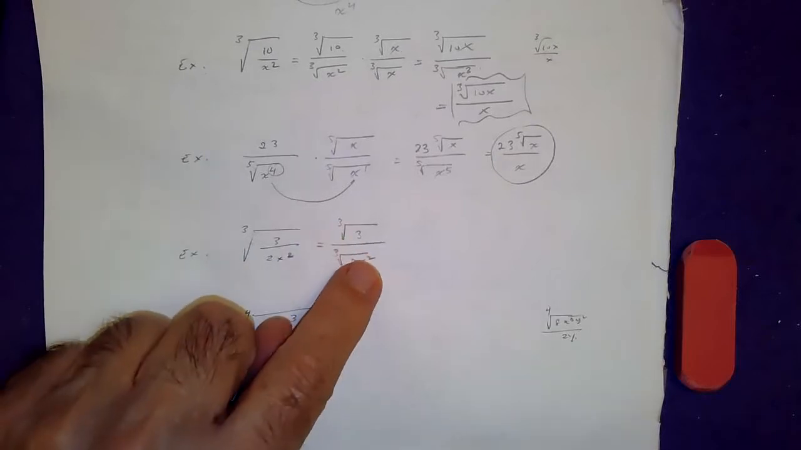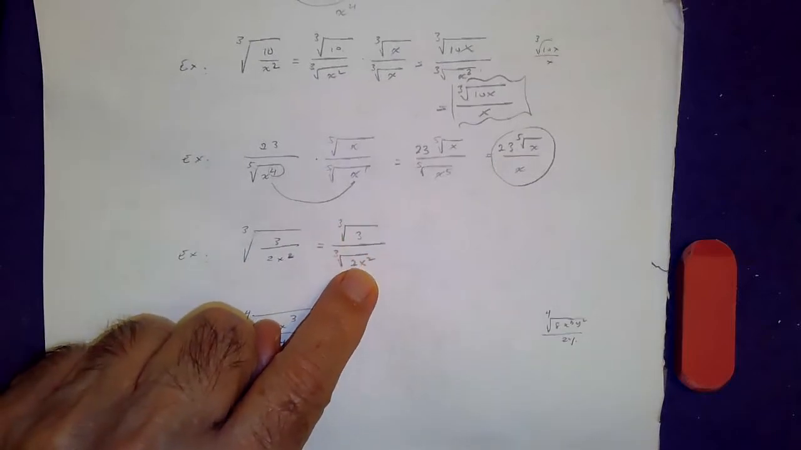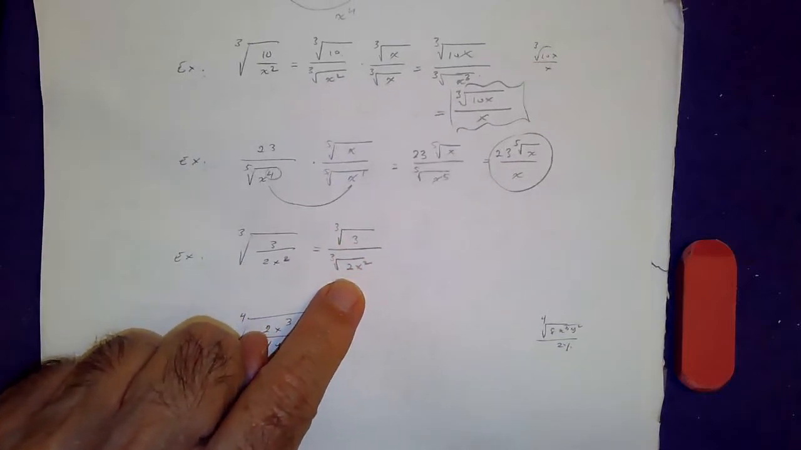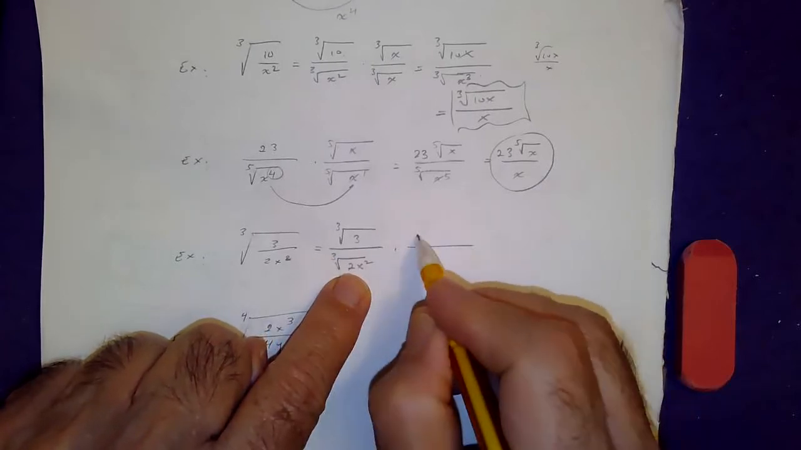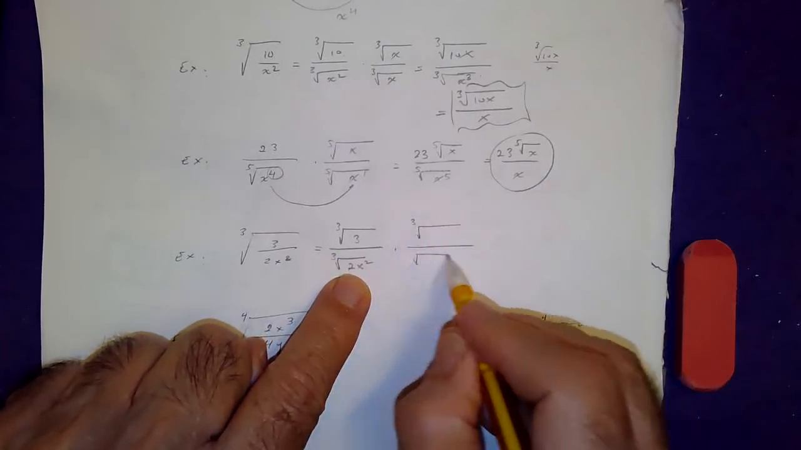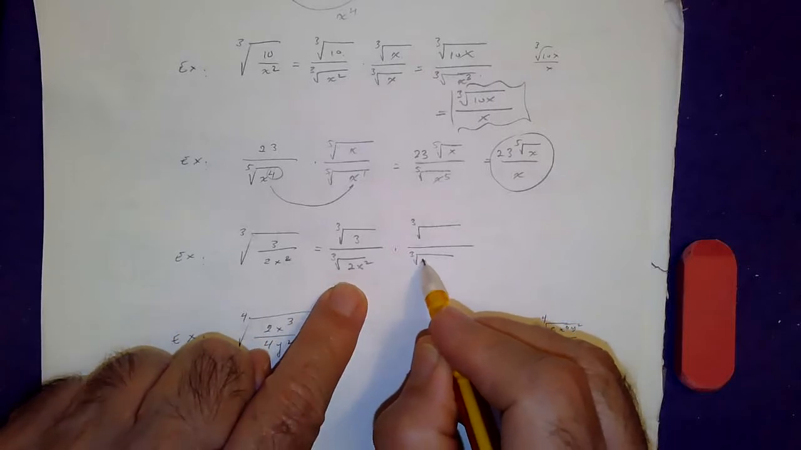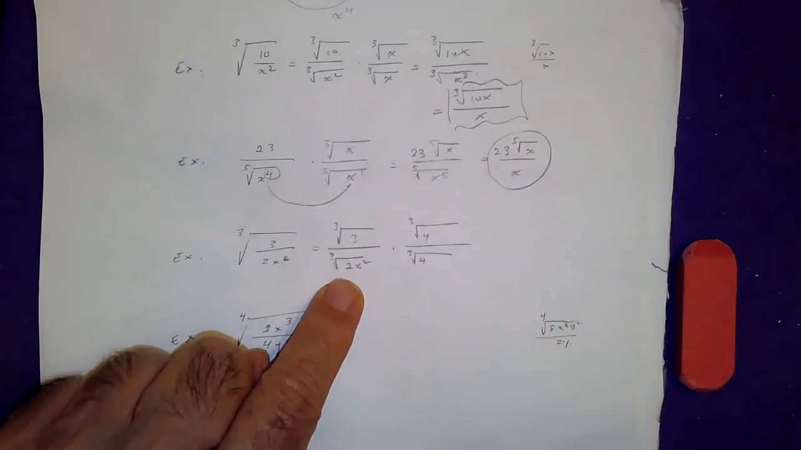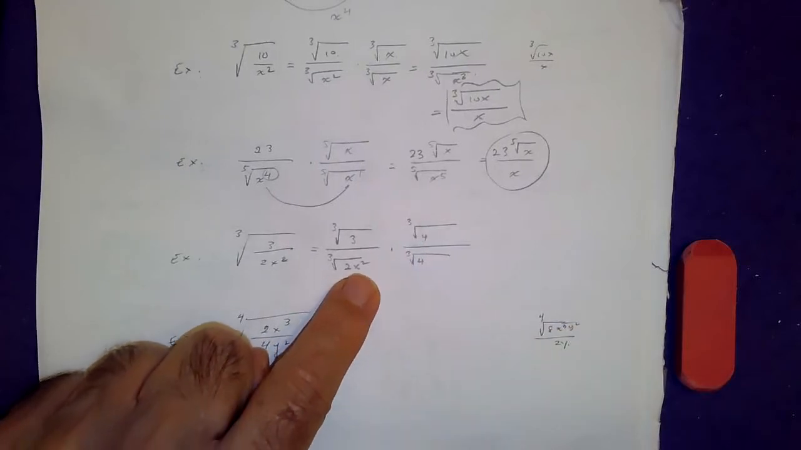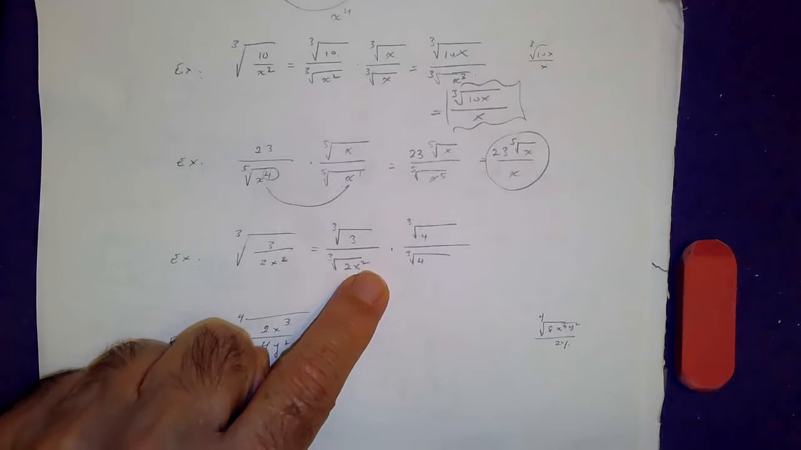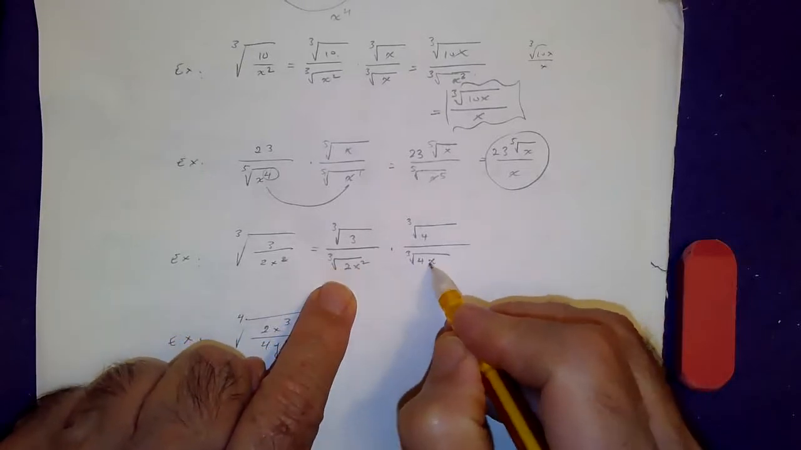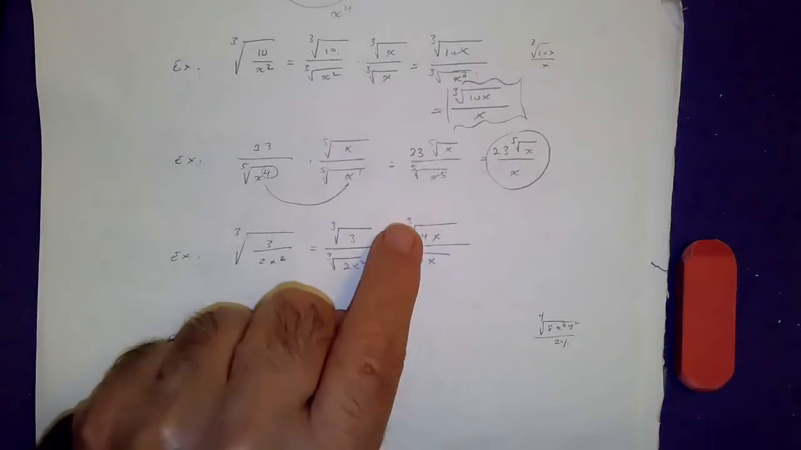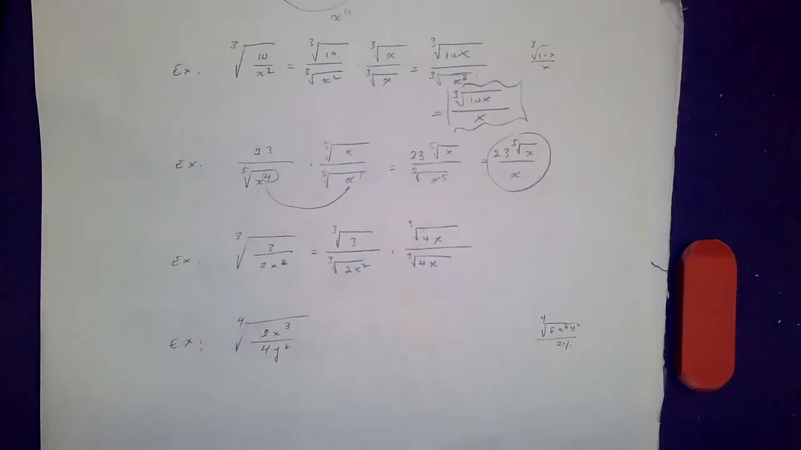I'd like this to be a perfect what? Cube. The closest number to 2 which has a perfect cube is 8. So I need to multiply top and bottom by what? 4 to make this 8. And x squared doesn't have a cube unless its power matches the index, so I need one more x. So I need to multiply top and bottom by the cube root of 4x.